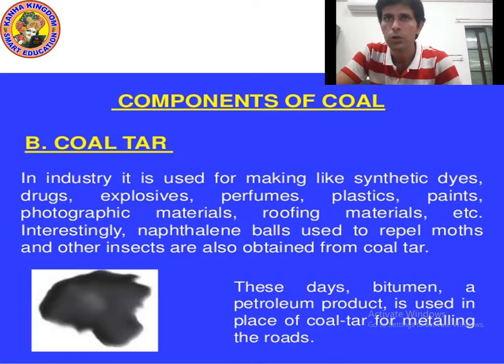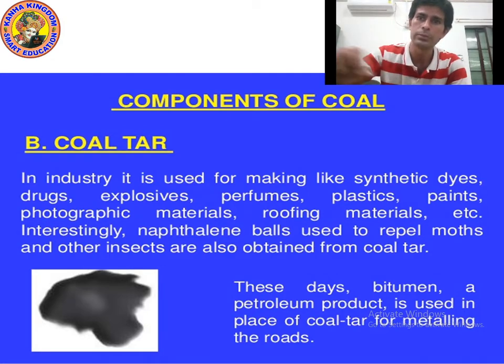I hope you understood that coal tar is used for making synthetic dyes, drugs, explosives, perfumes, plastics, photographic material, and roofing material. Naphthalene balls are obtained from coal tar, and these days bitumen is used in the place of coal tar for metalling the road. Now let's move on to the next point.